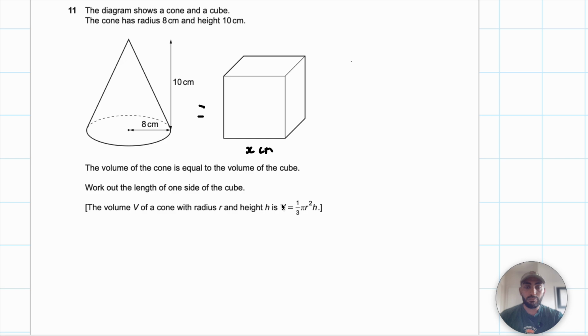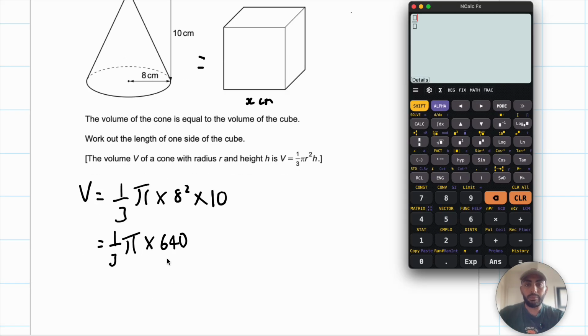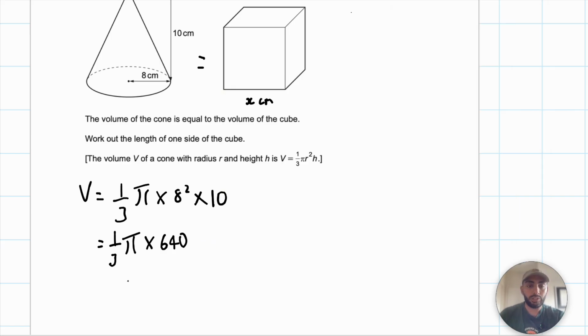It's given as the formula for volume of a cone. So its volume is equal to 1/3 pi multiplied by radius squared. The radius is 8 multiplied by the height. The height here is 10. 1/3 pi. This simplifies to 64 times by 10, so 640. Type this into the calculator and see what we get. 1/3 pi multiplied by 640, which gives me 670.206.